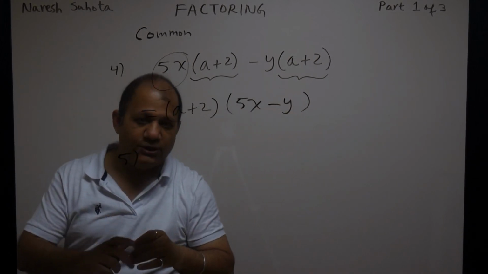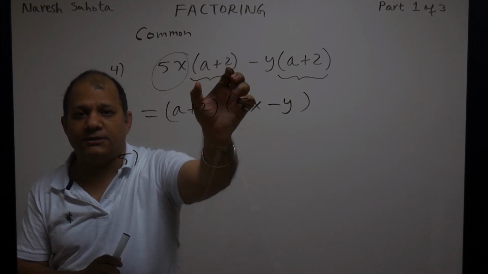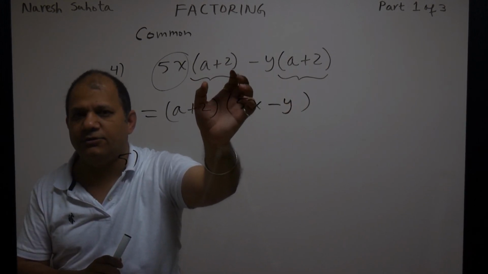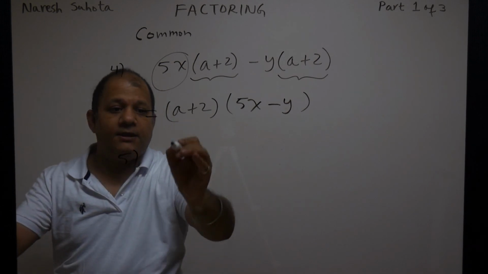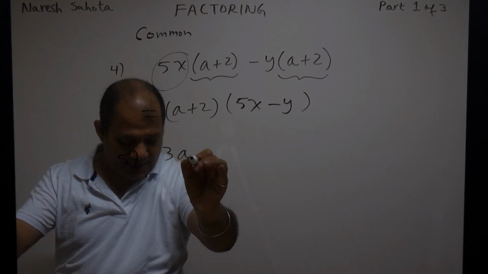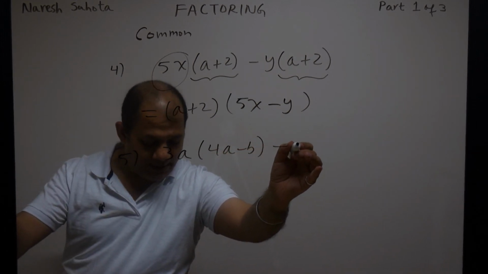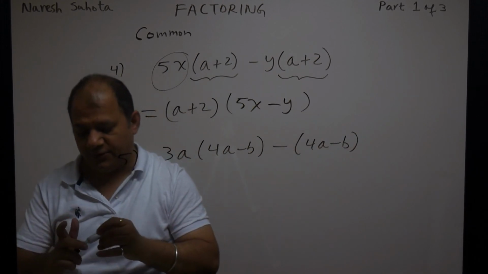So the only thing we wanted to show you here was that, yes, you can have a bracket which is common. So you probably haven't seen that before, but yes, you can take out a bracket as a common factor. And the last one, so that's 3a times 4a minus b minus 4a minus b. So how do we factor this?